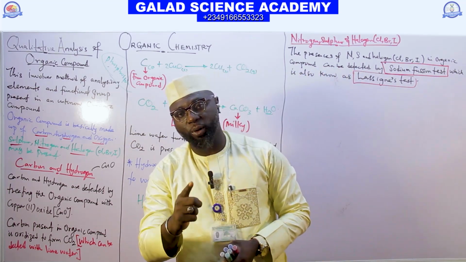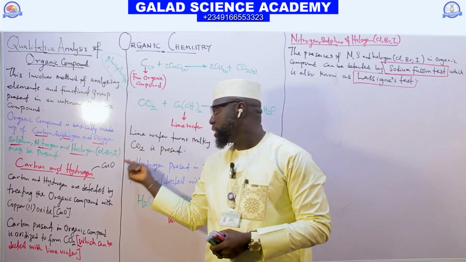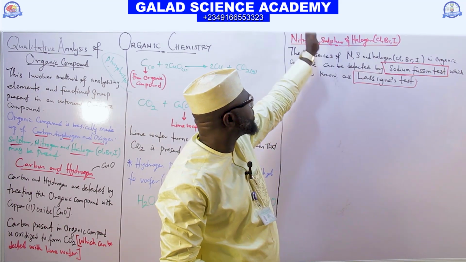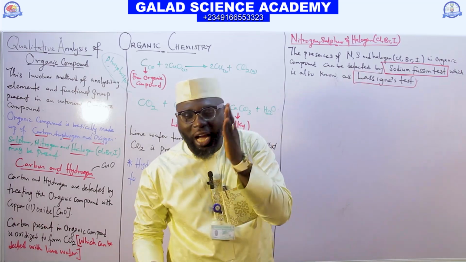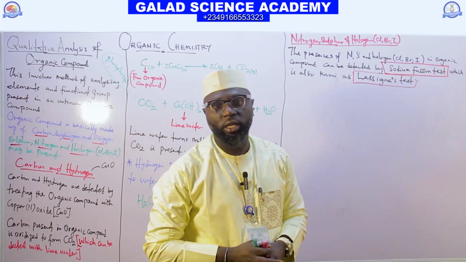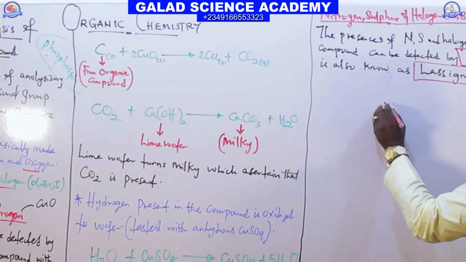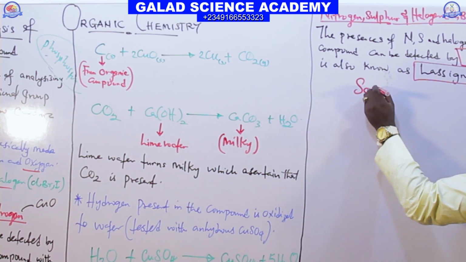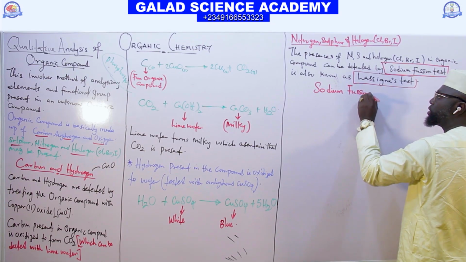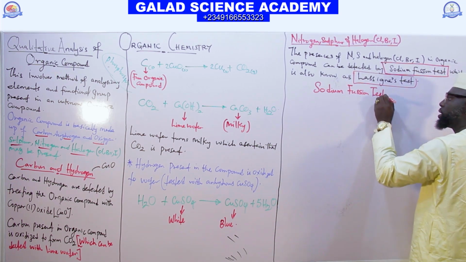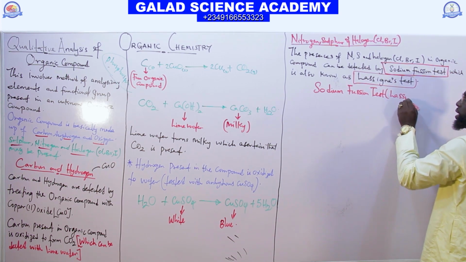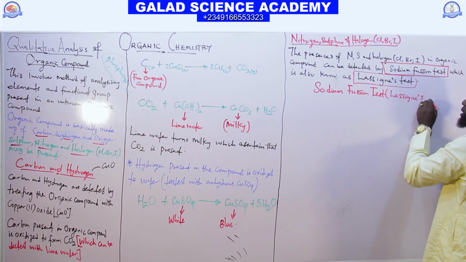Whereas the presence of carbon and hydrogen is detected by copper oxide, the presence of nitrogen, sulfur, and halogen in an organic compound can be detected by Lassaigne's test, or the sodium fusion test. Let us do the sodium fusion test, which we can also call the Lassaigne test.